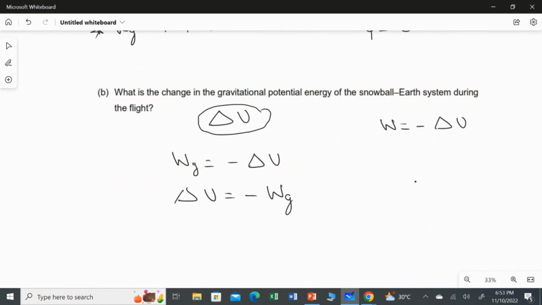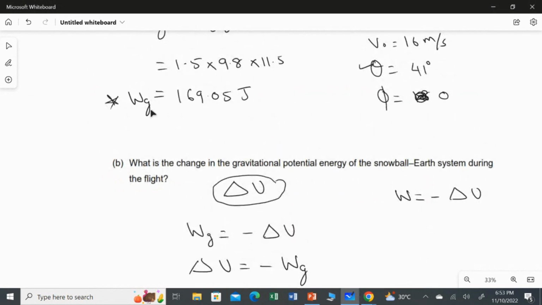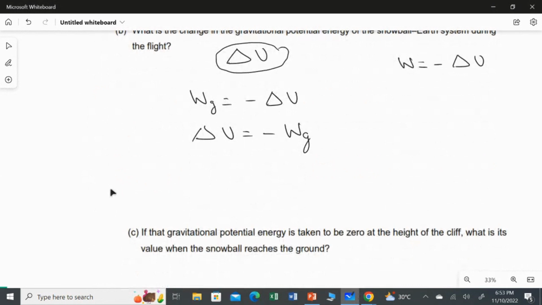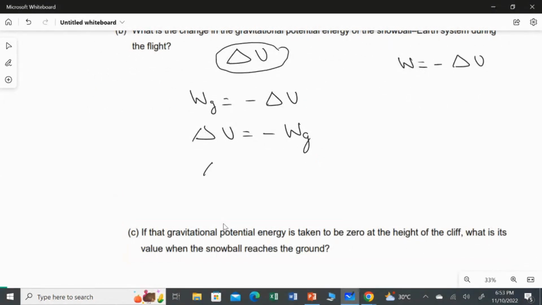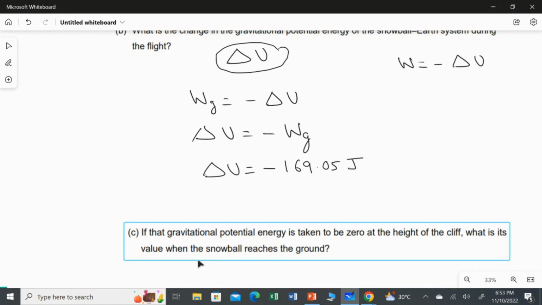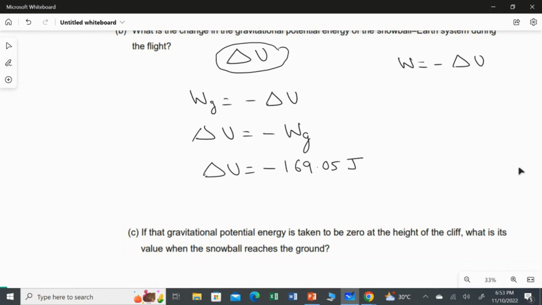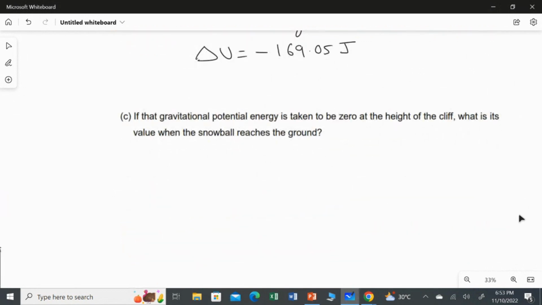So I can take the answer from the first part. What is the answer in the first part? We found the work done by the gravity is exactly 169.05 joules. So therefore the delta U is equal to minus 169.05 joules. Clear? This is the answer for the second part. Now we have to answer the third part.